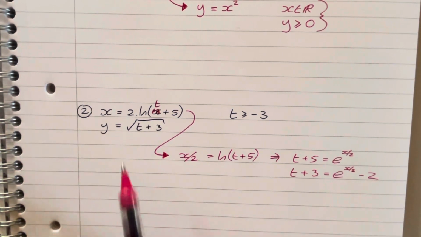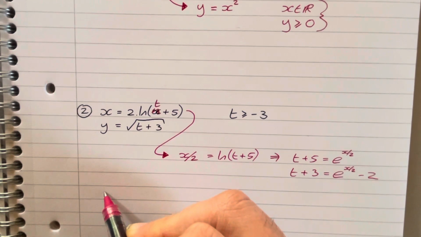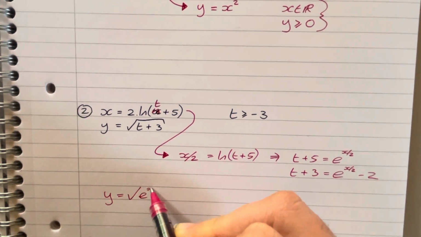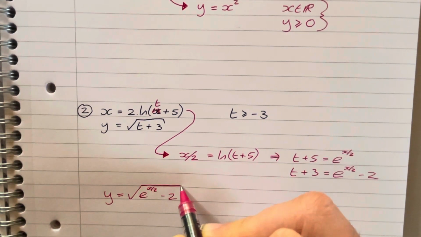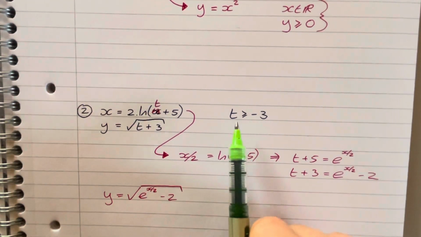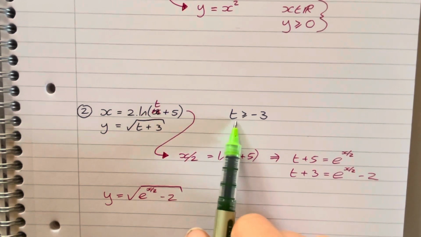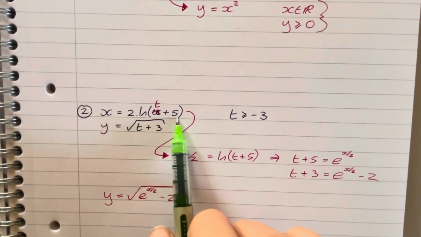So I can then just substitute out the t plus 3 for this thing, and y is going to be the square root of e to the x on 2 minus 2. Okay. And the bounds for your x and y, well, we can compare this to the definitions of x and y. So when t is negative 3, x is going to be 2 log 2.